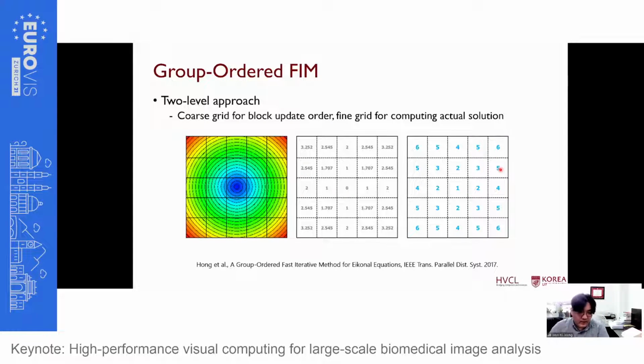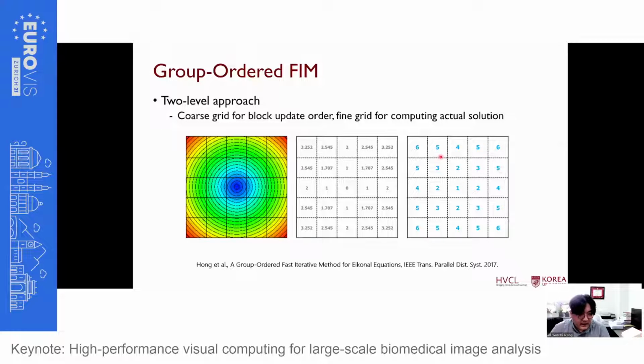Also, one problem of our algorithm, FIM, was that we ignore the correct updating order and rely on multiple updates, which means that depending on the input speed map, some points may be updated many times because we may violate this updating rule. So many times the wave can go back and touch a point multiple times.